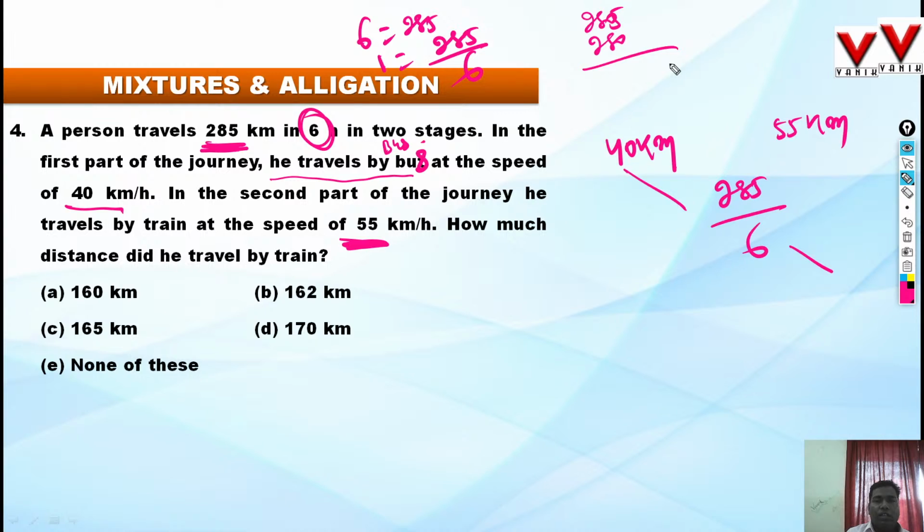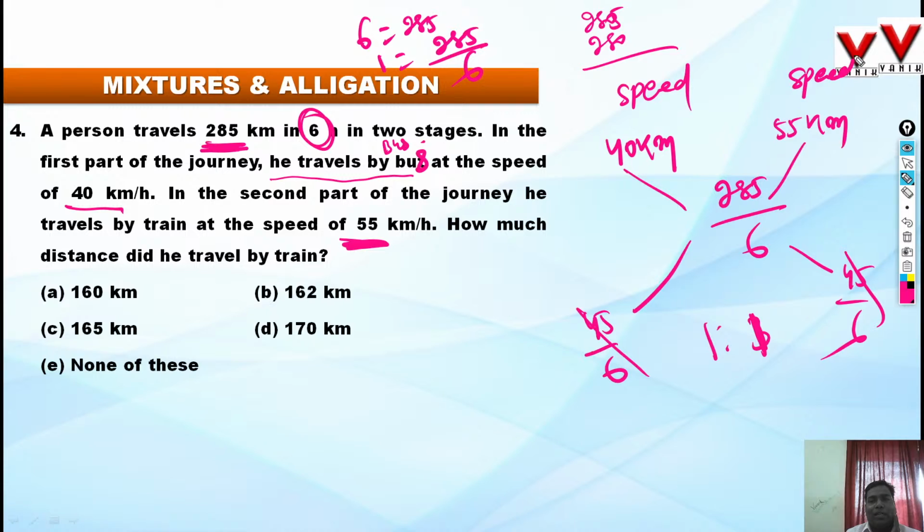Then that means this is your speed, and this is another speed. It is the mean term. It is also speed. We get the time ratio. Time ratio is equal to 1:1. 2 times is equal to 6 hours. 1 time is equal to 3 hours.